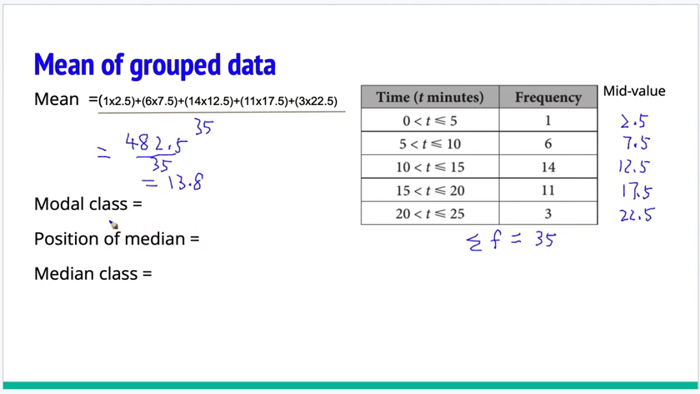Here we don't have the modal class, we don't have the modal score or the mode. The modal means mode, because here there is a range. So we have what we call the modal class. The modal class is the one that has the highest frequency, which is the modal class 10.